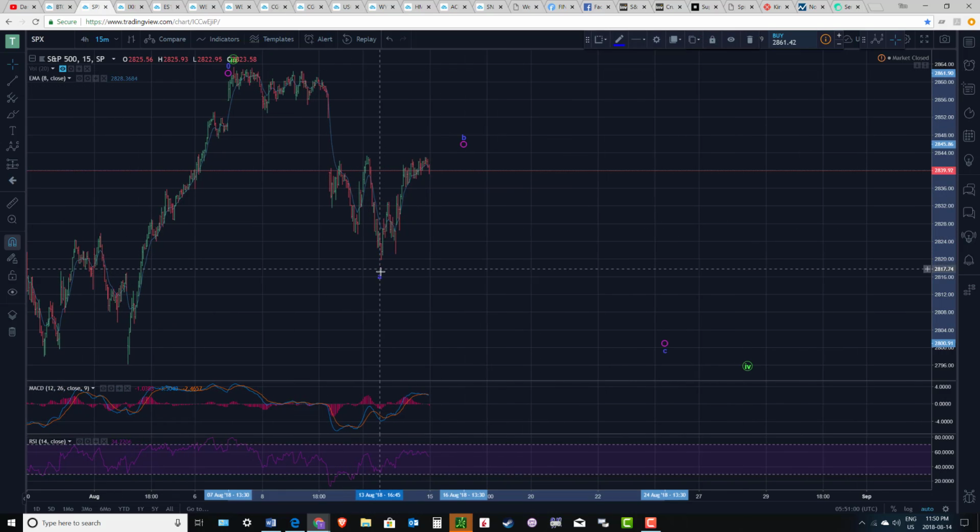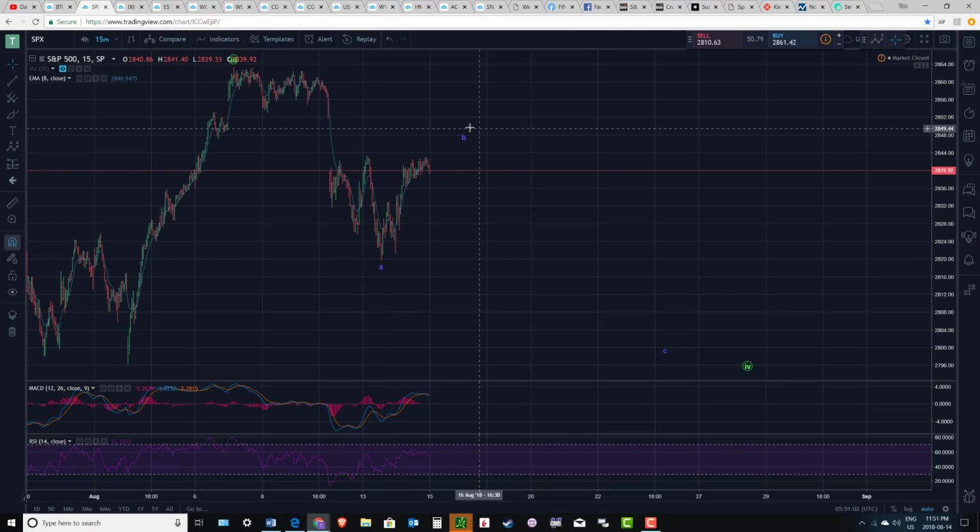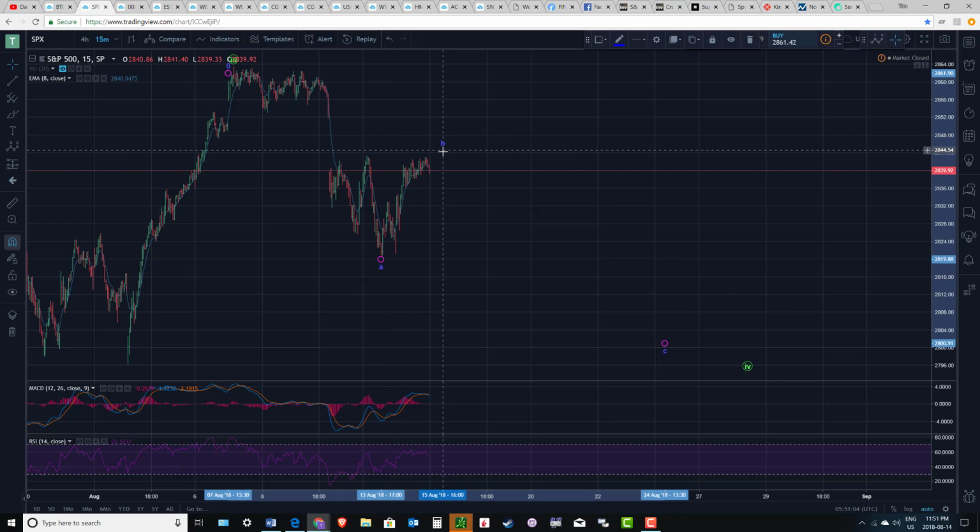I'm labeling that currently as A. I believe we're working this B wave retracement at the moment, and very likely this fails to make a new high, and then we'll have a C wave down.